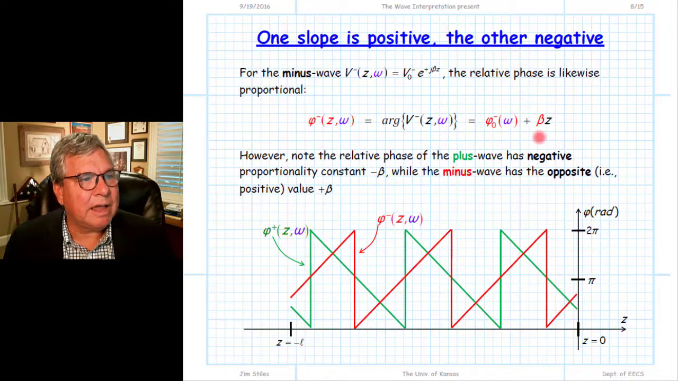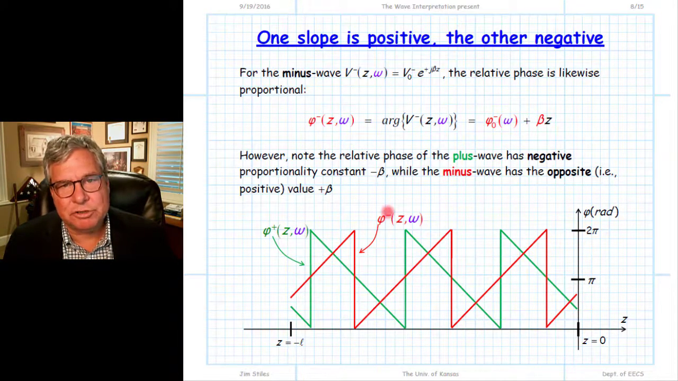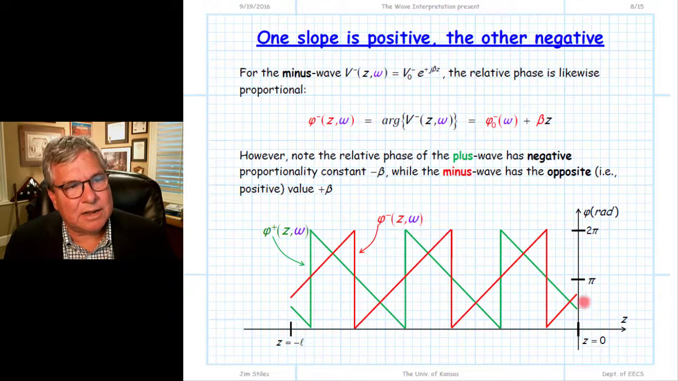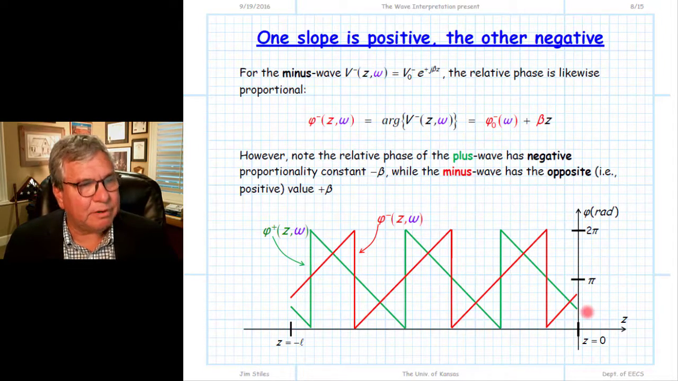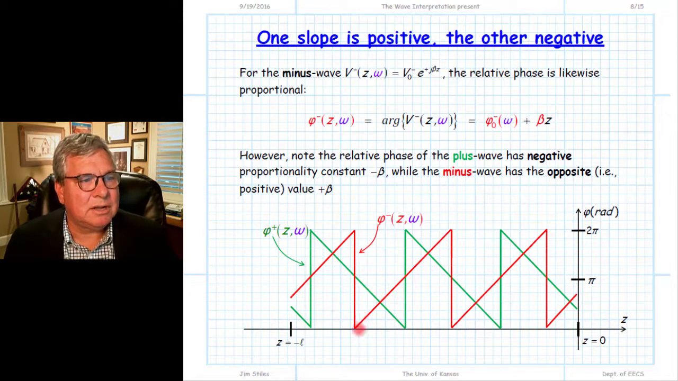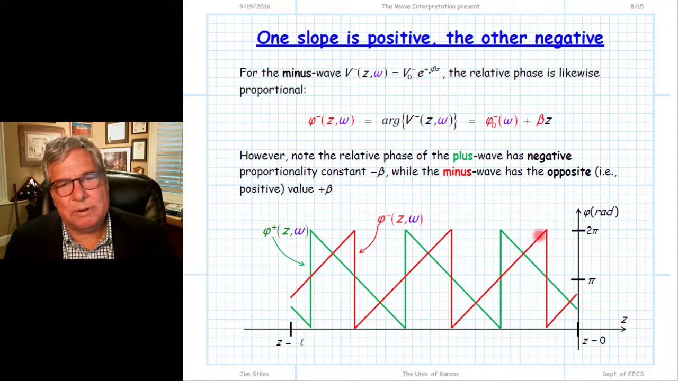If we were to plot the two phase functions, the relative phase as a function of position, with respect to index z along the transmission line from z equal to minus L to z equal to 0, what we find for the plus wave is essentially a linear function with a negative slope, and for the minus wave we get a function that is again linear, whose slope is positive. So the slope here is plus beta, the slope on the other term is minus beta.